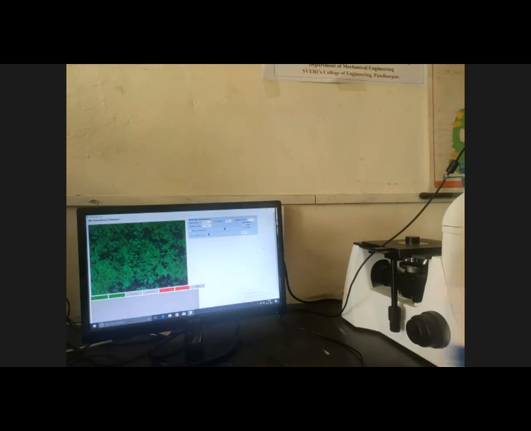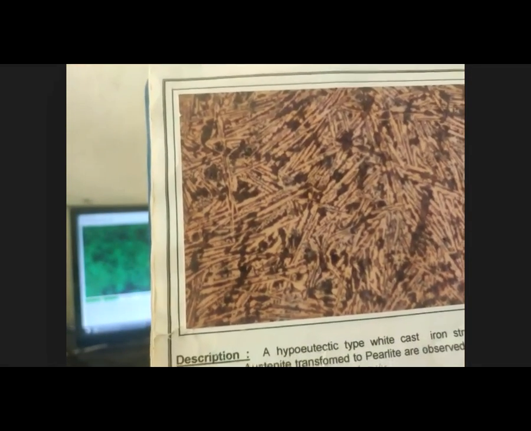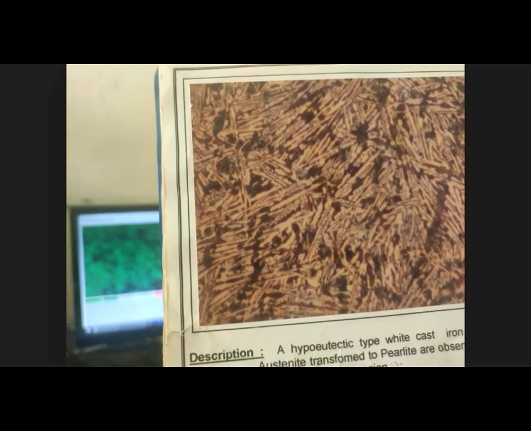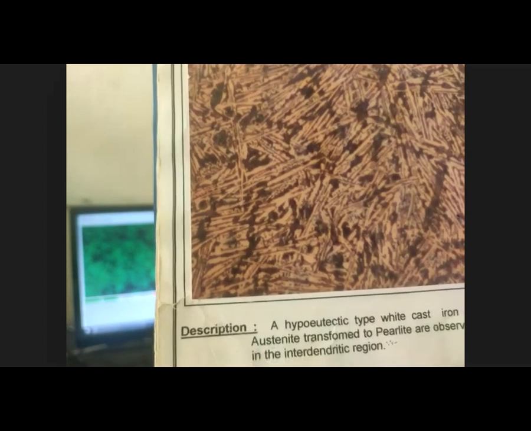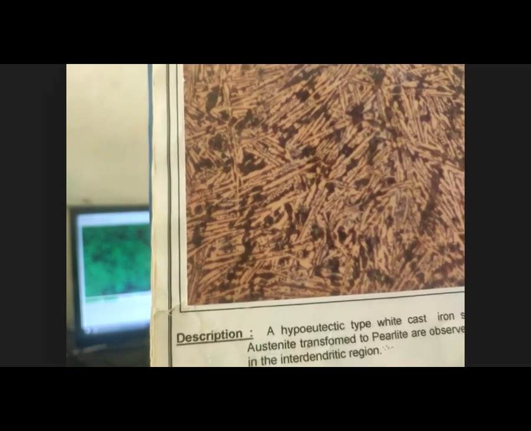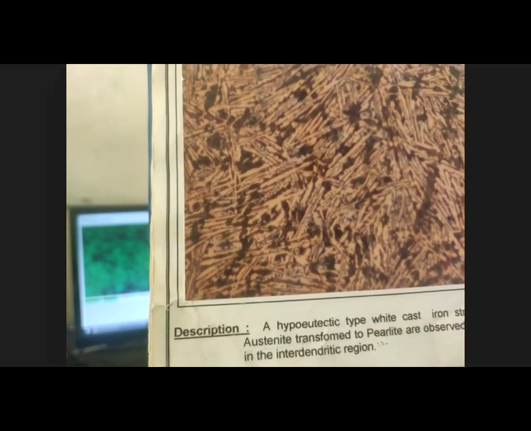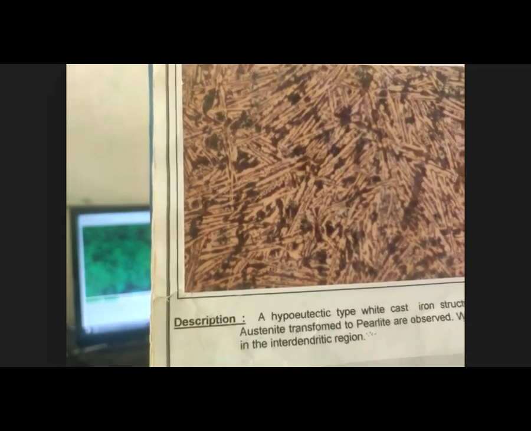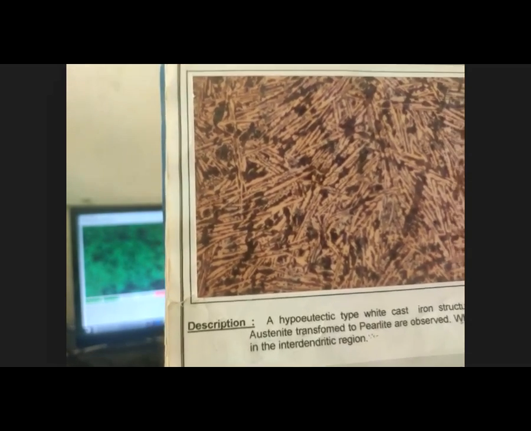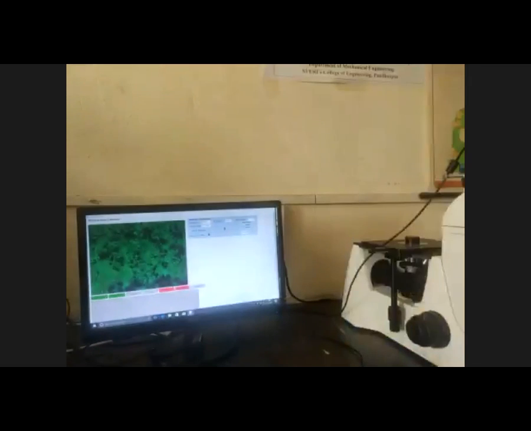And this is the white cast iron. So dendritic structure of pearlite and cementite structure is there. White bright phase cementite is observed. So this is the cementite and the dark structure is the pearlite.